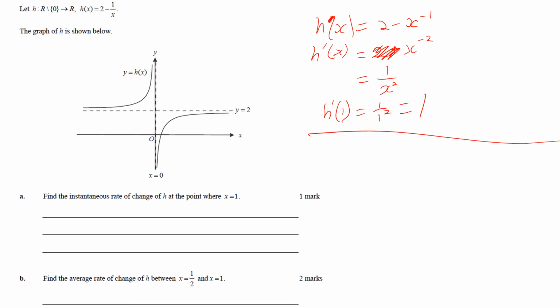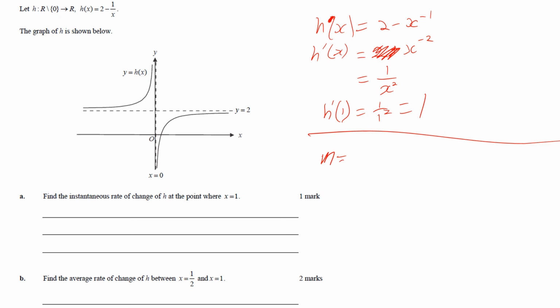Next part, so part B, is asking for the average rate of change. So rate of change still means gradient, but this time we want the average. Average rate of change is just what you've been doing in year 10, it's what you've been doing in year 9, it's what you've been doing in year 8. It's just the rise over run. So we can write it a bit more fancily, I guess you'd call it. So I'm going to call it M for our average gradient.